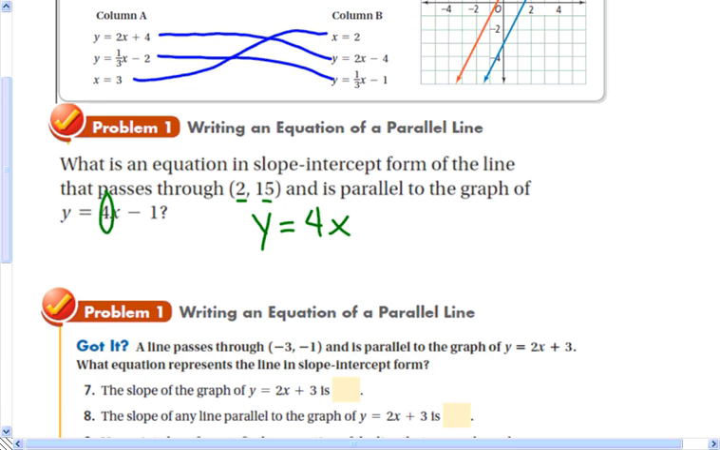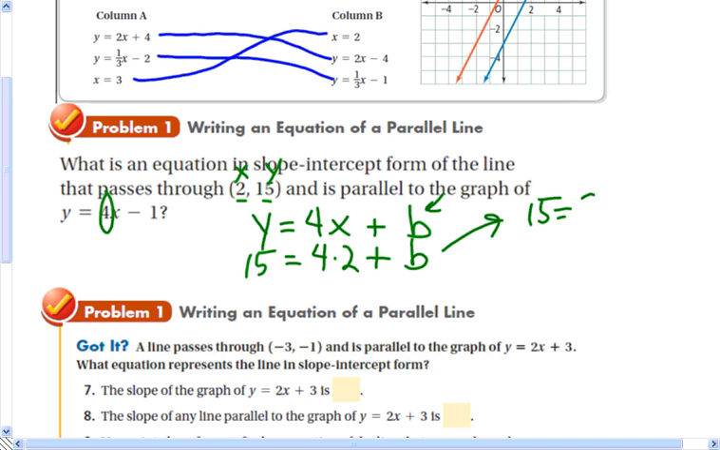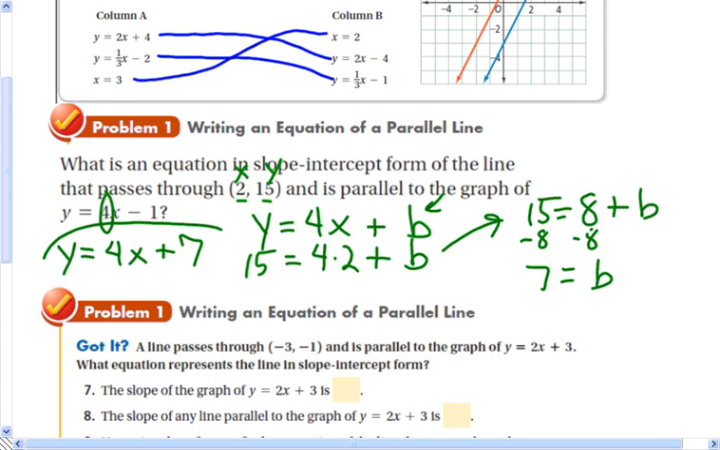The way we figure out what the y-intercept would be if it goes through that point is we just substitute those values in. We know that when x is 2, y is 15. So I substitute 15 for y and 2 for x, and I simplify: 15 equals 4 times 2, which is 8, plus b. Then I subtract 8 from both sides, and I get 7 equals b. So my y-intercept is 7. I have everything I need now. My slope is 4, my y-intercept is 7. So my equation of the parallel line is y equals 4x plus 7.